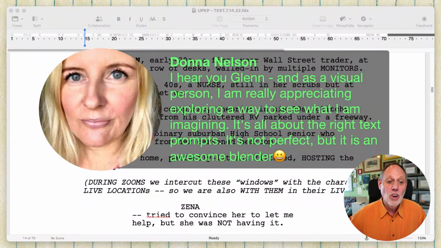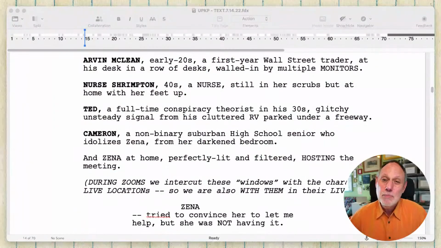Yeah. No, it is an awesome blender. I love it, but it gets boring real fast, doesn't it? Even Pinterest gets boring real fast because all these algorithms, they collect the same thing.